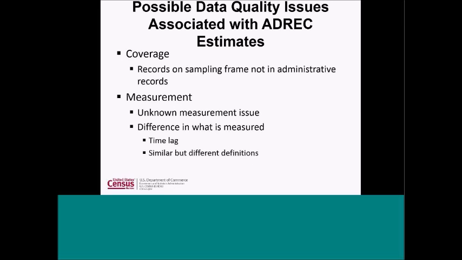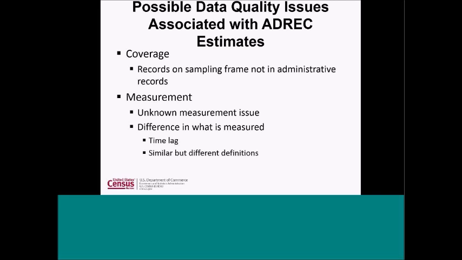So here are some possible data quality issues associated with ad-rec estimates if you're just making an estimate about the population from administrative records. So one of the major ones, and this has been addressed especially in work done in censuses in Europe using registers, is coverage, right? So using a sample of parts of your register that you don't have enough information for, or an area sample where you think you might have low quality in your register to deal with a coverage issue.